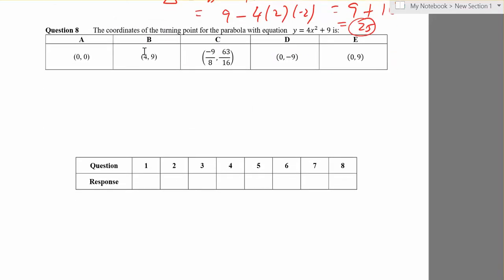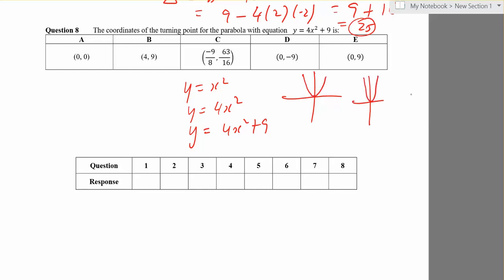Question 8, the turning point for the parabola of the equation is. So you need to know that y equals x squared has gone skinnier, and then the skinny parabola has been moved up 9. So what's happening here? Original parabola, skinnier, then moved up 9. So it's the one at (0, 9). So easy answer.